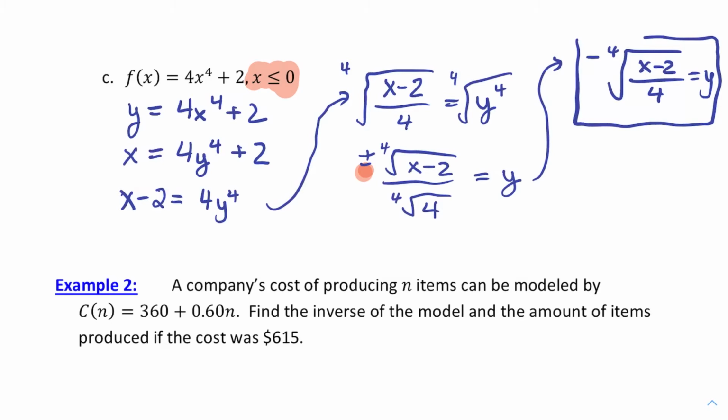But if you're like, wait, it says x is less than or equal to 0, and I just changed the sign on the whole thing, well, that's because in our original function, we swapped x and y. So technically, this is saying that the y's on our new function are less than or equal to 0, which we have by changing the sign and having the negative out in front.